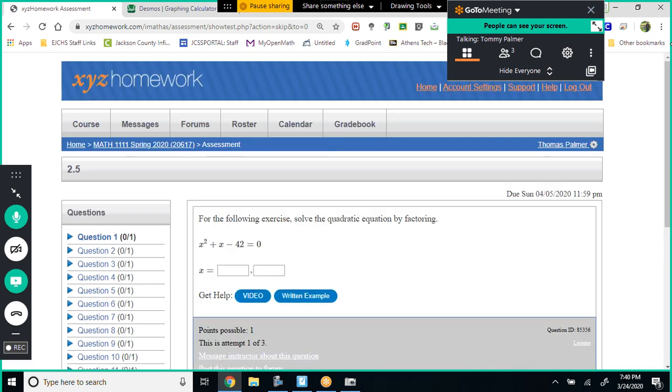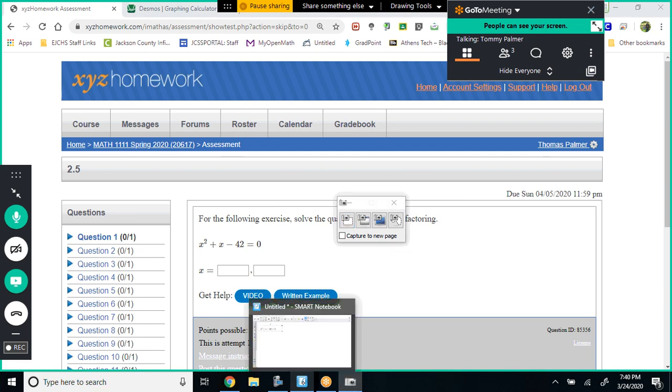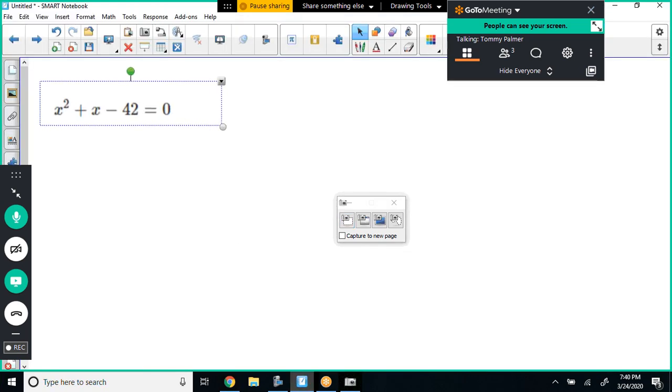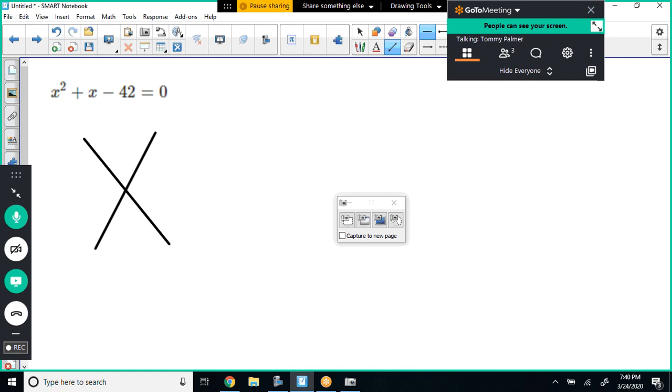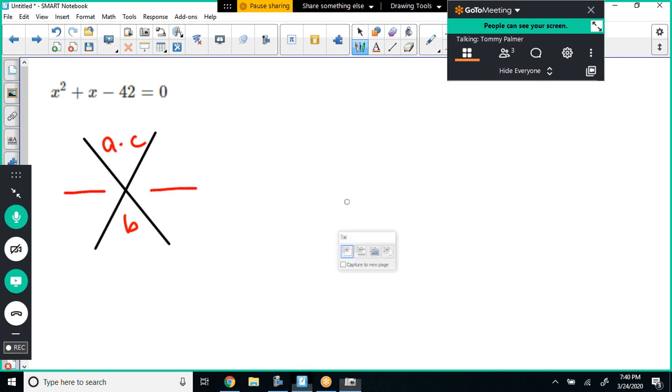Like this? All right, let me teach you how I do some things. This says solve by factoring, so you're going to be able to solve it by factoring. I use an X. Now, this is what I mean by X. I do an X, and there are some things that go in here. The number that goes in here is A times C, and the number that goes in here is B, okay?